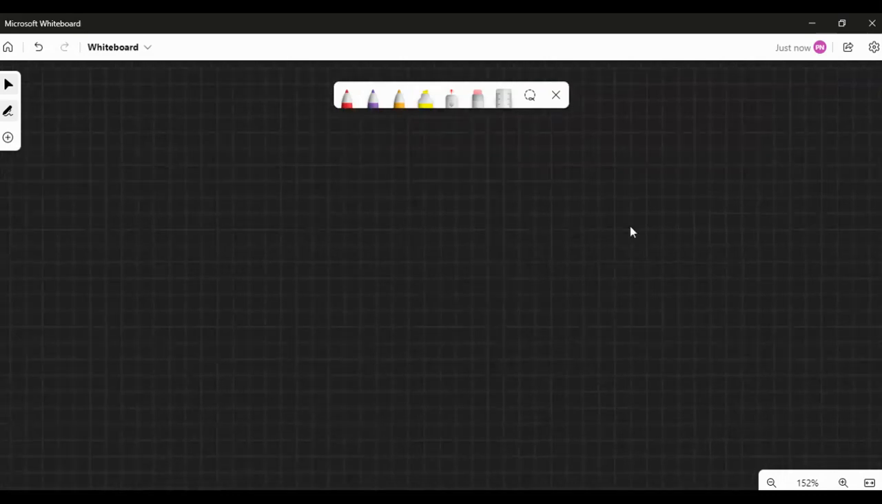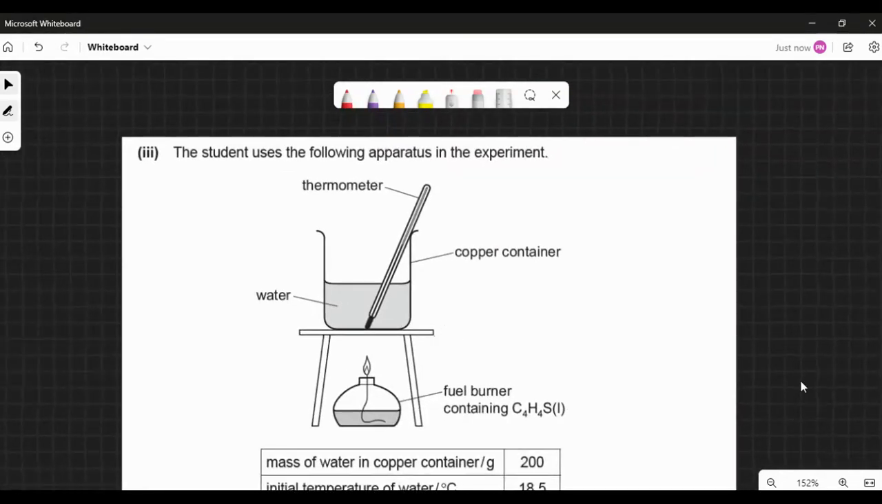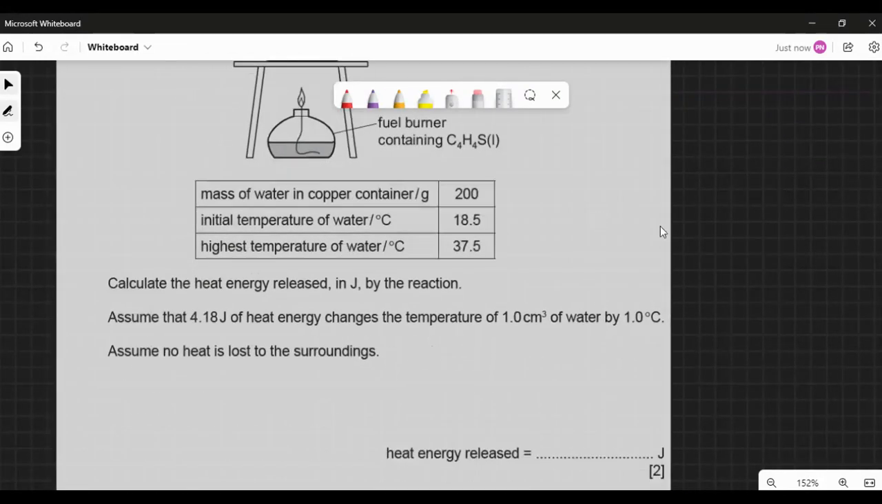All right. Let's move this up. Oh, there we are. We've got a thermometer of some description. The student uses the following apparatus. There's a copper container, a thermometer, some water, and some fuel that's burning. A mass of water in the container is that. Initial temperature is that. Highest temperature of the water is that. Calculate the heat energy released in joules by the reaction.